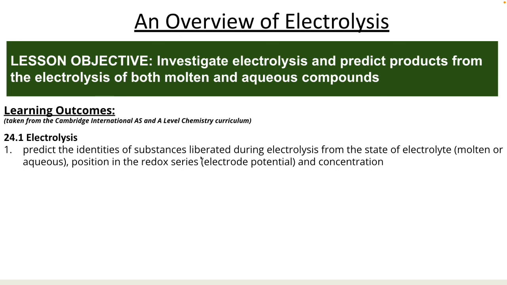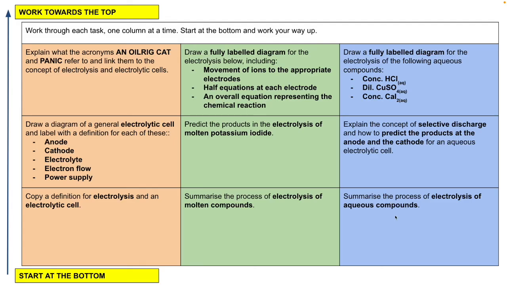We predicted the identities of substances liberated during electrolysis from the state of electrolyte, molten or aqueous, position in the redox series, and concentration. Tasks: if you would like to consolidate your understanding of the concepts covered, pause, work through each column one at a time.